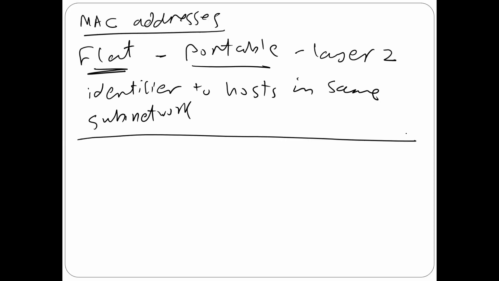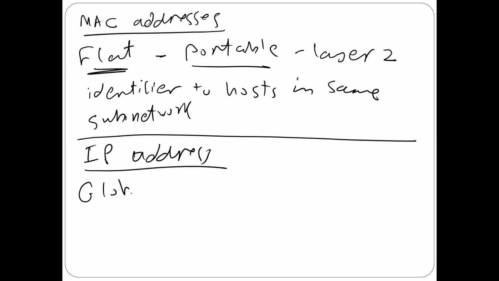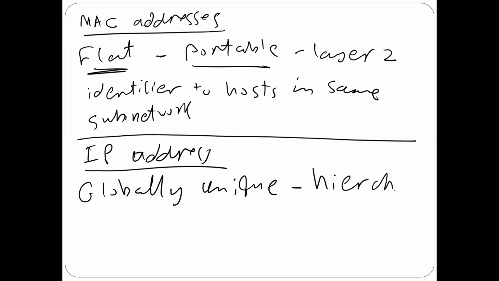Now let's come to IP addresses. So IP addresses, you should understand, are globally unique. In the whole world, every computer has only one IP address. Also, as I told you before, they have hierarchy. And IP addresses are related to the location.